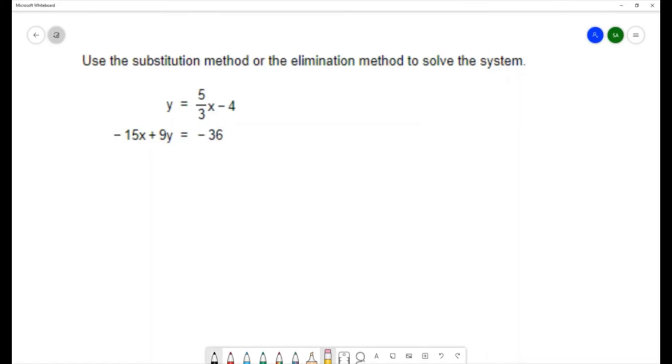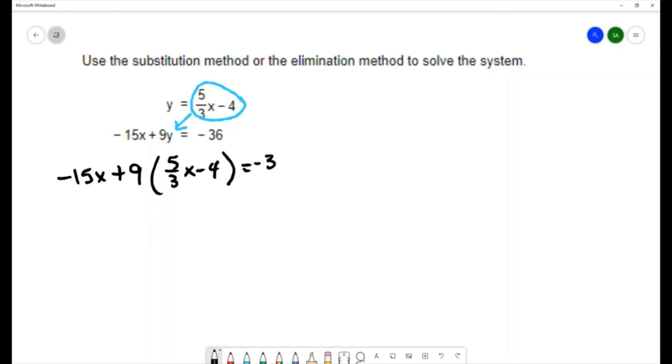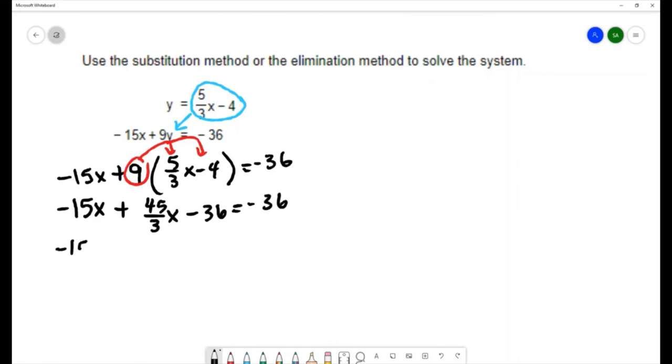With the substitution method, you're going to take what's on the other side of this equation and substitute it in for y. I'm substituting it in for y into the other equation. Now that's going to give me negative 15x plus 9 times 5/3 x minus 4 equals negative 36. I'm going to use the distributive property to distribute this 9, which will give me negative 15x plus 45 over 3x minus 36 equals negative 36. And 45 over 3 is 15, so we have 15x.